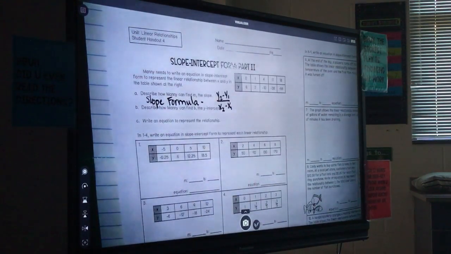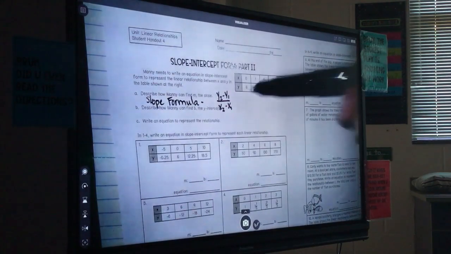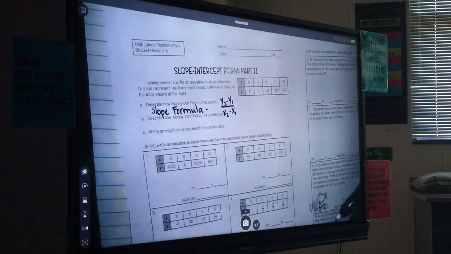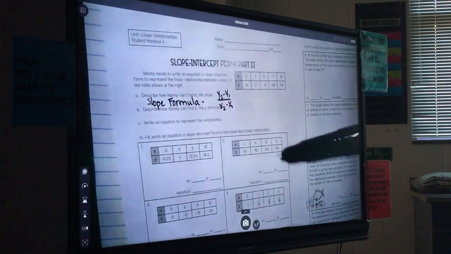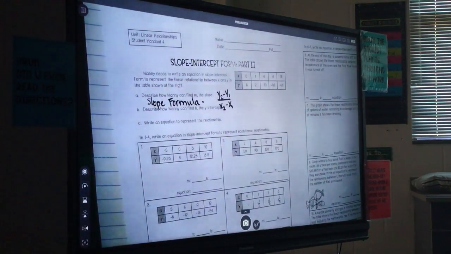Especially with the table, you're picking two of those coordinates and finding the x1, y1, x2, y2. I just put a graph. Okay, but you don't have a graph. Over here, these are all tables. But you can put those numbers in a graph. You can. You're right, you're not wrong.